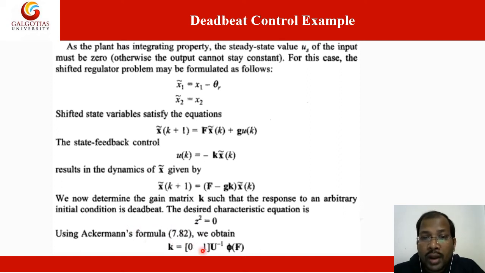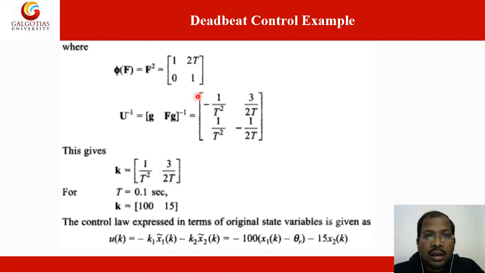So K is equal to 0 1 U inverse phi F, where U is the controllability matrix. You take the inverse of the controllability matrix and multiply it by phi F, the characteristic polynomial evaluated at the system matrix. Here phi F is F squared, because of z squared. Using the Cayley-Hamilton theorem, you know that every square matrix satisfies its own characteristic equation. So we put in F squared, and we put in the value of F. U inverse means the controllability matrix inverse, which is G, FG, whole inverse. Finally we get this form, where K is given by this.